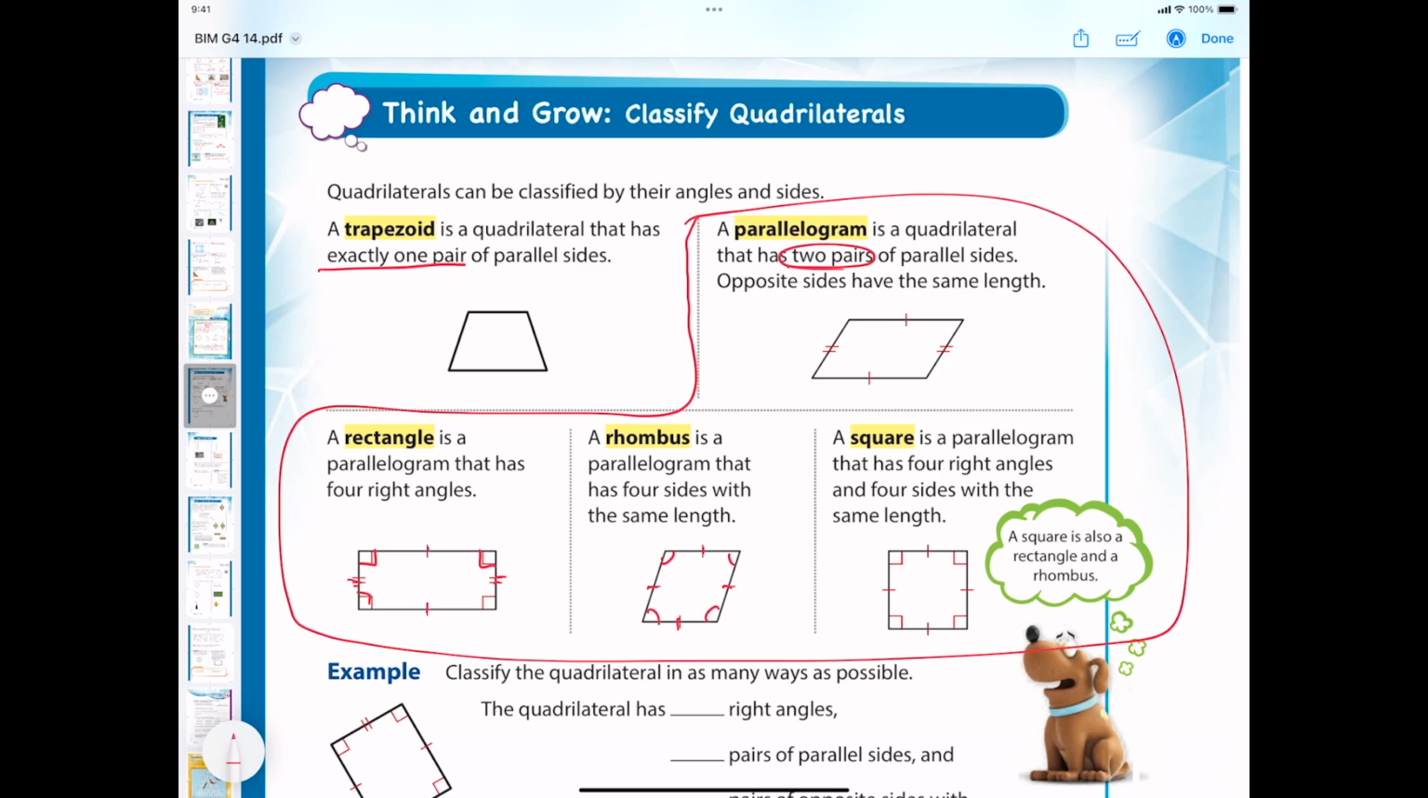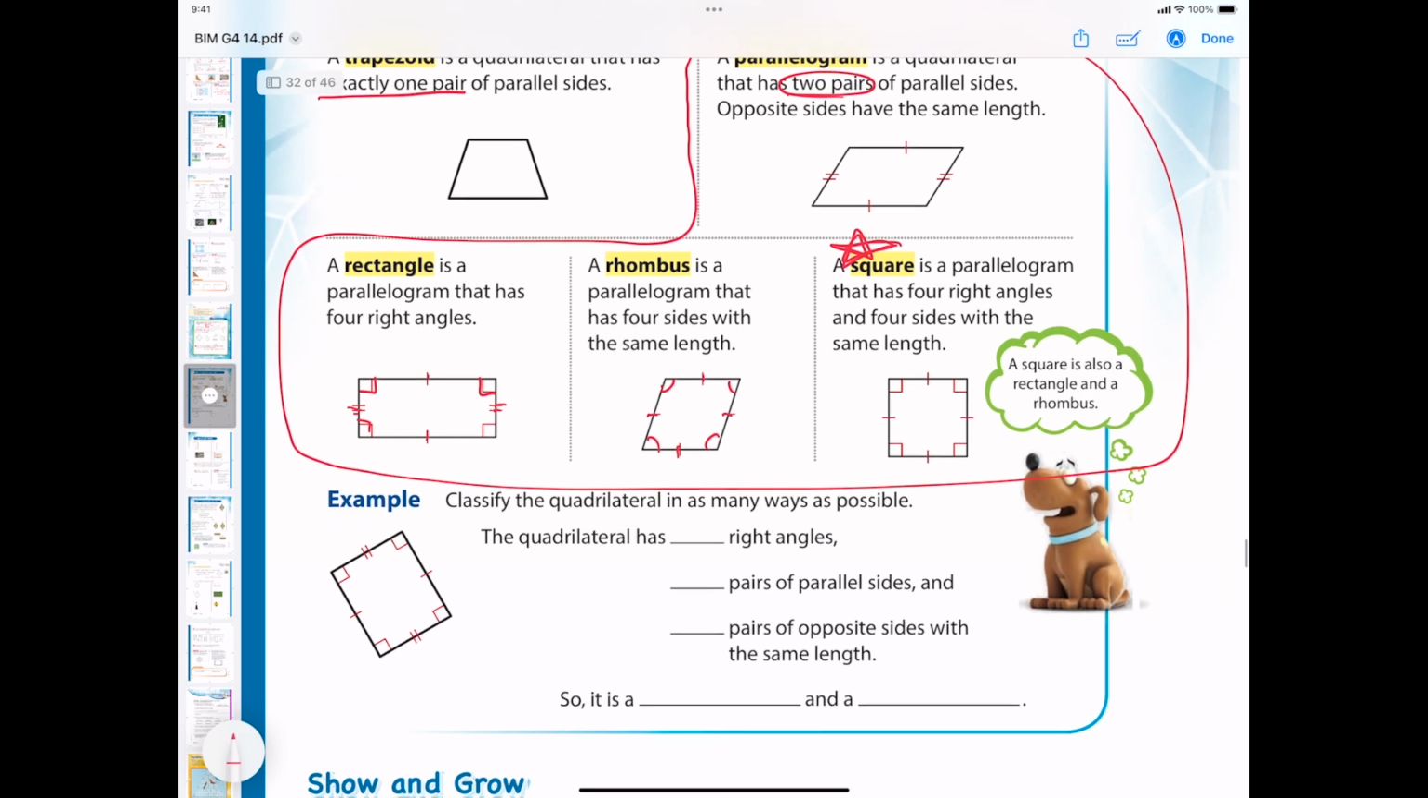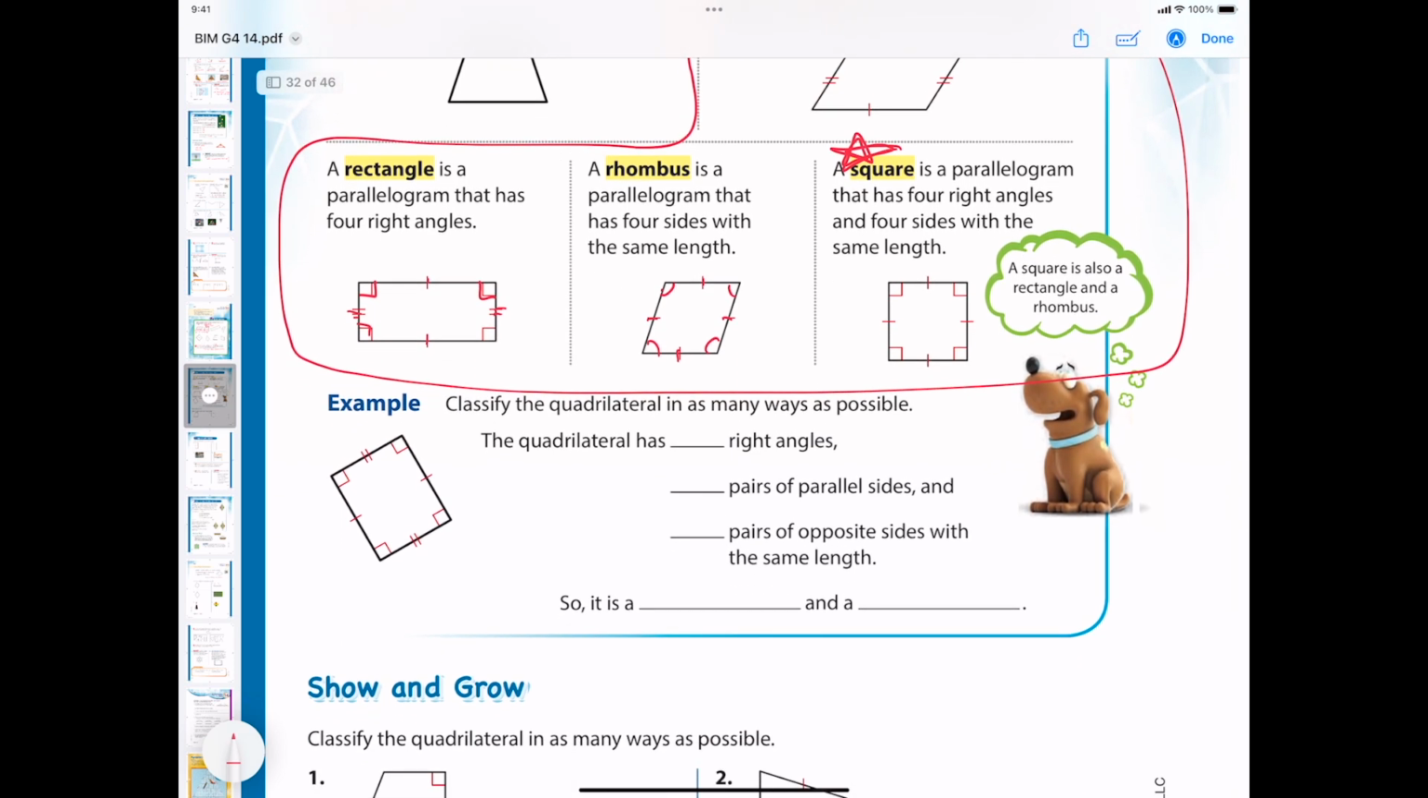So the square is a superstar in this quadrilateral world because it can fit anywhere. It is an insider. This square can fit into parallelogram, rectangle, and rhombus, but not the trapezoid. So a square cannot be a trapezoid. Now let's practice more.